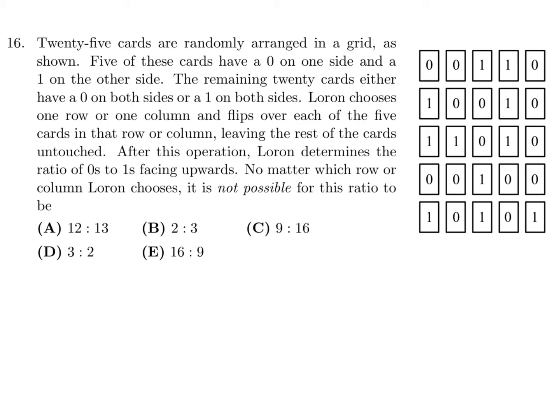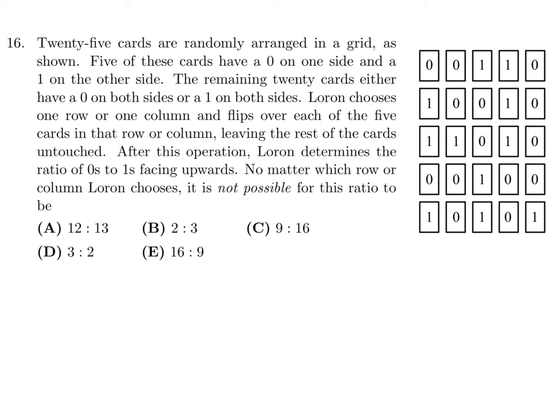"25 cards are randomly arranged in a grid, as shown. 5 of these cards have a 0 on one side and 1 on the other side. The remaining 20 cards either have a 0 on both sides or a 1 on both sides. Laurent chooses one row or one column and flips over each of the 5 cards in that row or column, leaving the rest of the cards untouched. After this operation, Laurent determines the ratio of zeros to ones facing upwards. No matter which row or column Laurent chooses, it is not possible for this ratio to be."